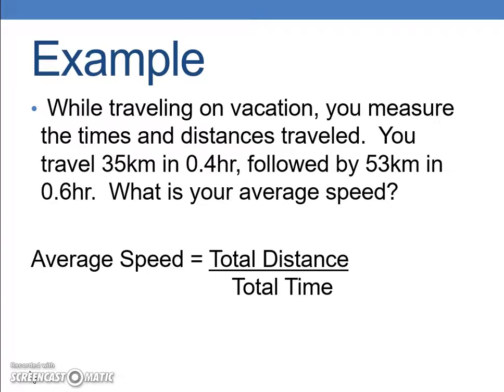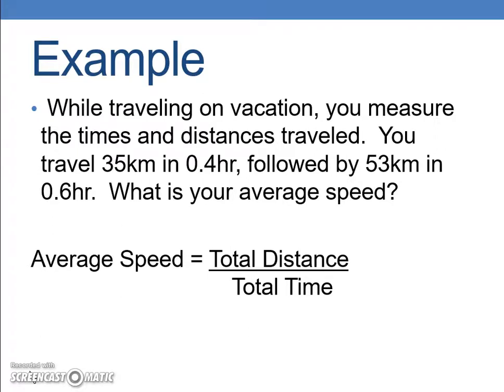So looking at your distances, this is in kilometers, and for this problem, we're going to leave it in kilometers. We're not going to convert. That way it makes your math nice and easy. So total distance, we have 35 kilometers. That was our first one we came across. It says followed by 53 kilometers. So 35 and 53. That goes in our numerator. All right.